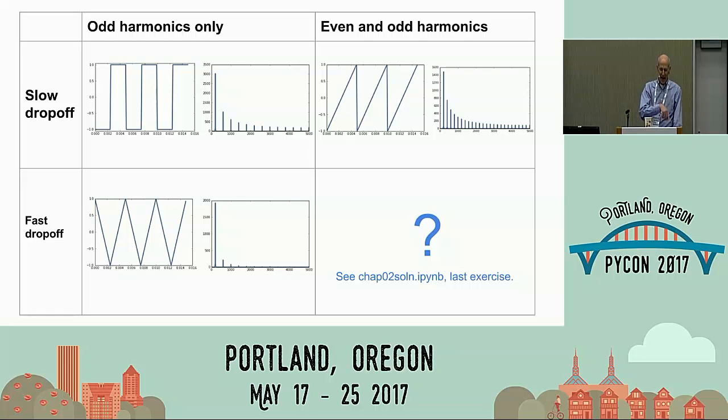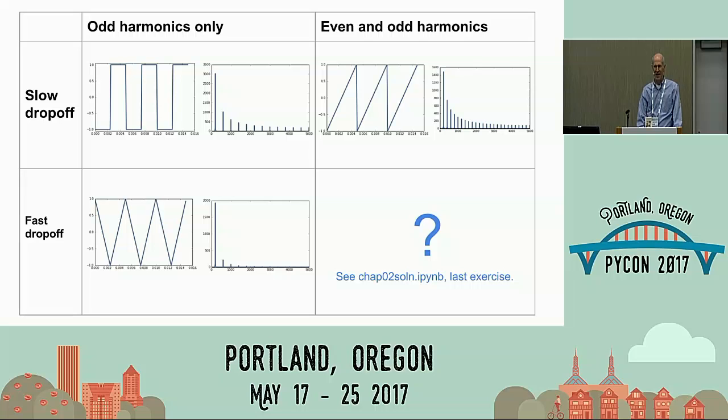Okay? The other axis here is whether those harmonics drop off quickly or slowly. So the square wave and the sawtooth, they drop off slowly, which means that there's still lots of amplitude at high frequencies. The triangle wave drops off very quickly. The first couple of harmonics are not very loud, and after that, they're practically non-existent.